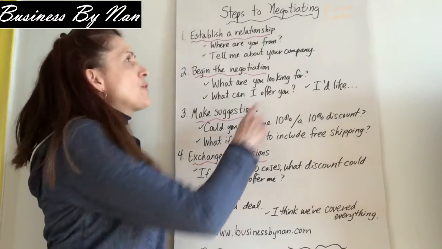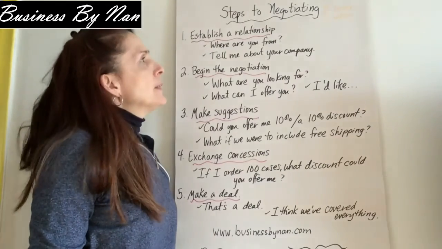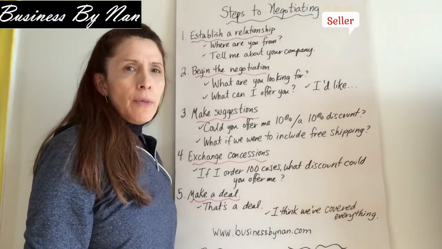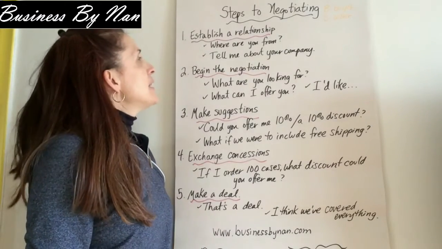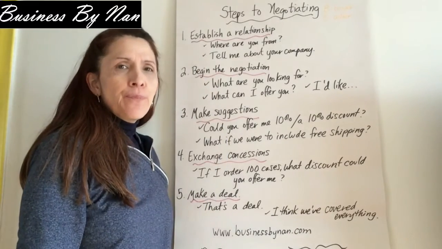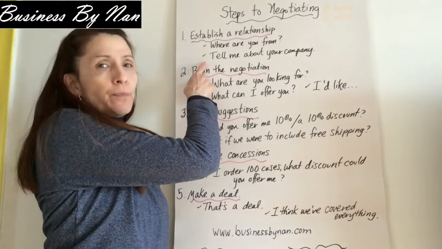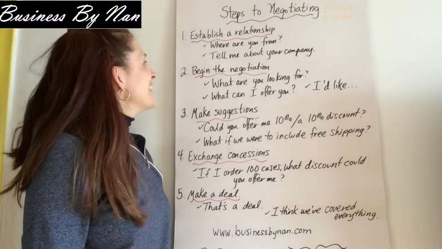Some of these expressions are for the buyer, B, and I'm going to label them afterwards with a B, and some of them are for the seller, and so we're going to label them with an S. So maybe you can help me with that. Good. Let's establish a relationship. Step number 1. Where are you from? Tell me about your company. I think you can actually guess who is going to say that.